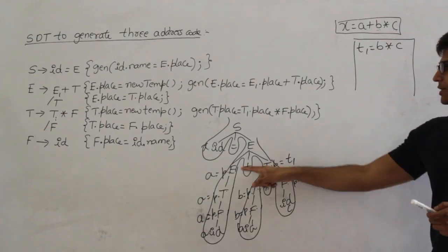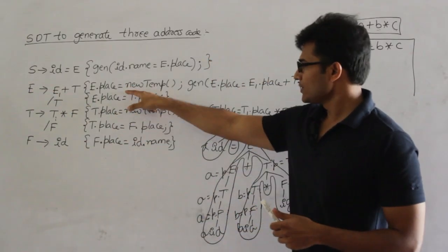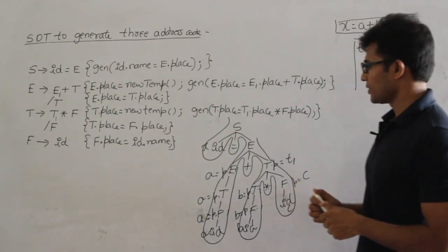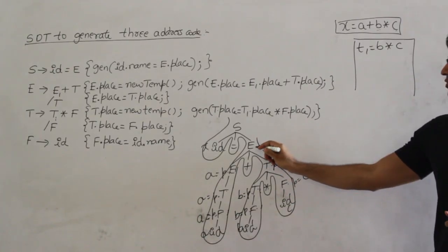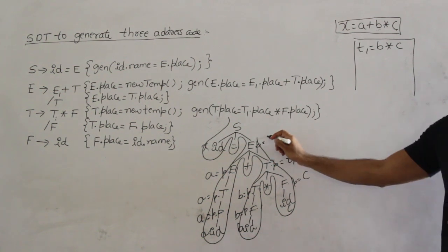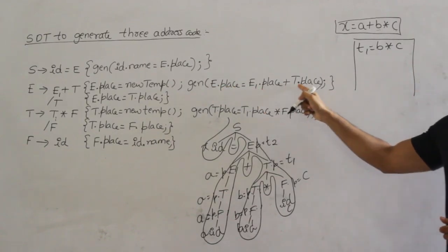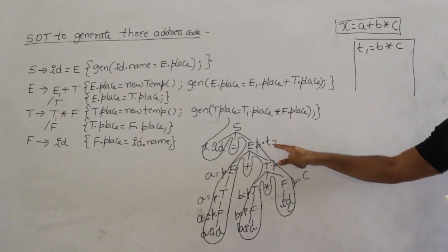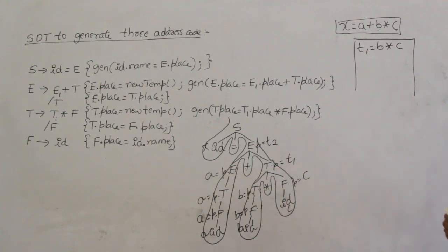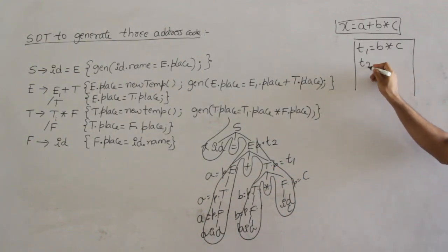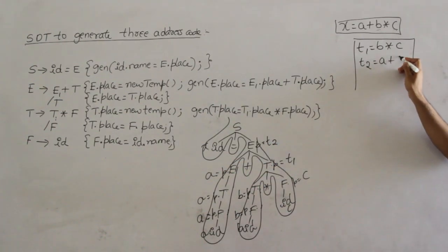And again there is a reduction. What is the reduction? E plus t is reduced to e. Then what is the action? E dot place equal to new temporary variable, which means for this e we are going to create a new temporary variable. So e dot place equal to new temporary variable, let us say t2, and now generate e dot place equal to e1 dot place plus t dot place, which means t2 equal to a, which is e1 dot place, plus t1, which is t dot place, which means t2 equal to a plus t1.